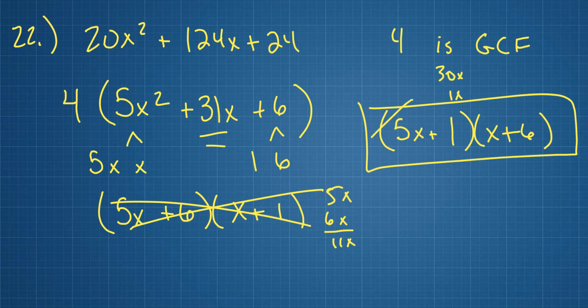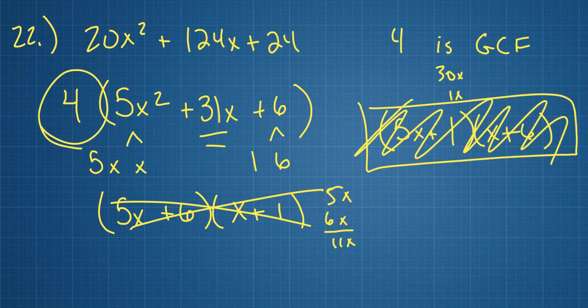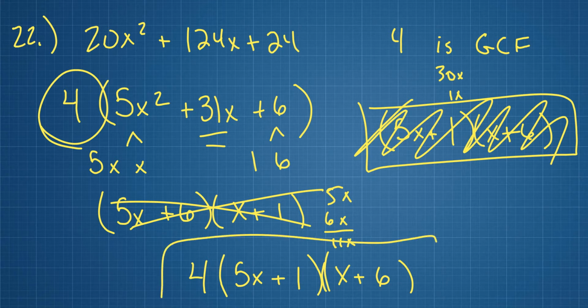Now, there's one spot missing in this factored form. You cannot forget your number that you put out and begin with, or you didn't factor it completely. So my actual answer is 4, 5x plus 1, x plus 6. So don't forget to put the 4 outside in the front.